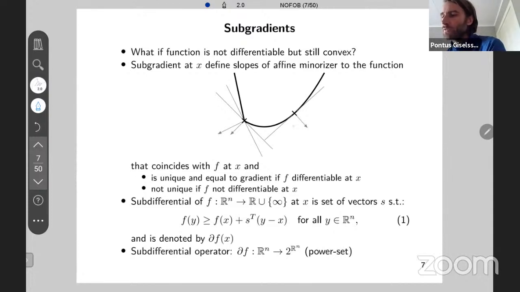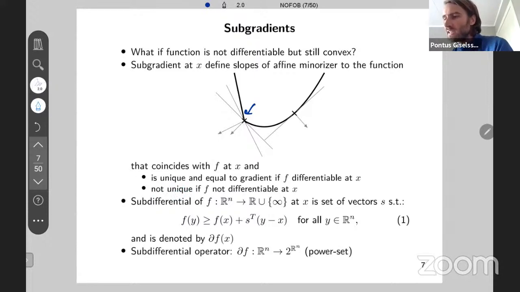If the function is differentiable at x, the only subgradient that exists is the gradient of the function at that point. And if the subgradient is unique, the subgradient is also the gradient at that point. But for points where the function is not differentiable, the subgradient is not unique. There are several subgradients at that point.